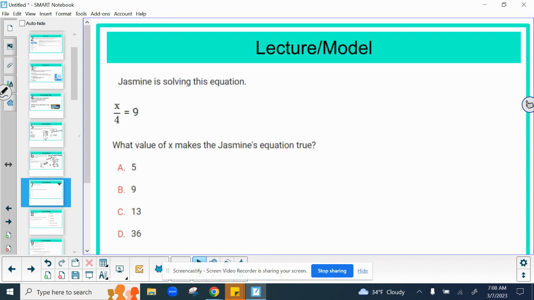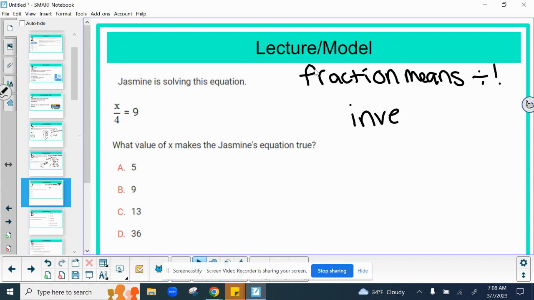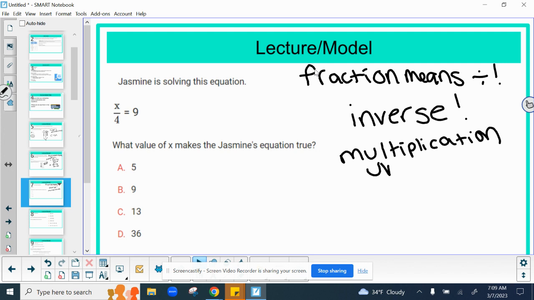Jasmine is solving the equation below. X divided by 4 equals 9. Remember, fraction means division. Okay, which value of X makes Jasmine's equation true? We need to think what number divided by 4 would give you 9. In order to solve this, we are going to use the inverse or the opposite. What undoes division? Multiplication. Again, so multiplication undoes division.